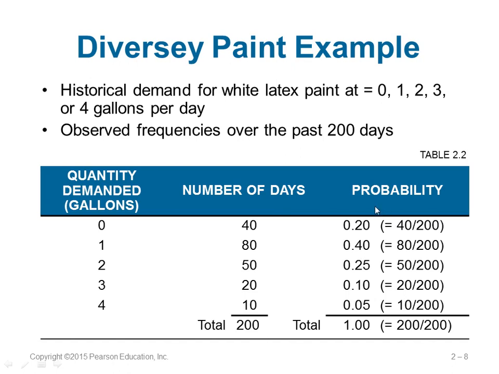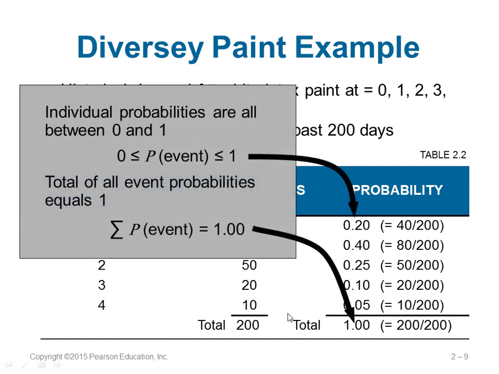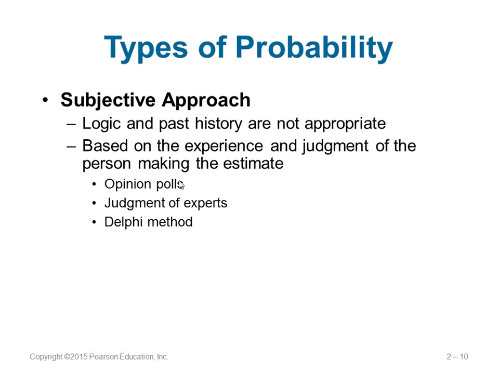Now, if you want to find the probability of selling 0 gallons per day, or demand being 0 gallons per day, it is 40 divided by the total number, which is 200, so you get 0.20 and so on. The sum of all these probabilities should be equal to 1. You can see individual probabilities are between 0 and 1, and because we have mentioned all the possible outcomes, the sum of all of them should be equal to 1.